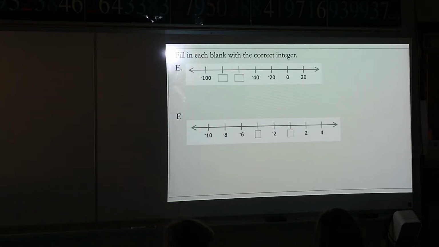All right. Last ones here. What needs to go in these blanks? -80. And -64. Good. And negative 3 and 0. Okay. So the origin is missing on that one.